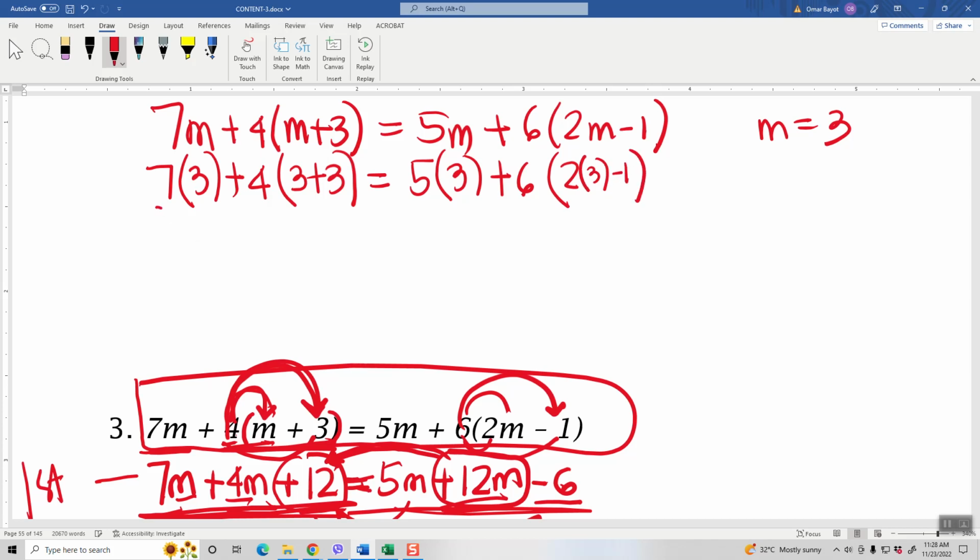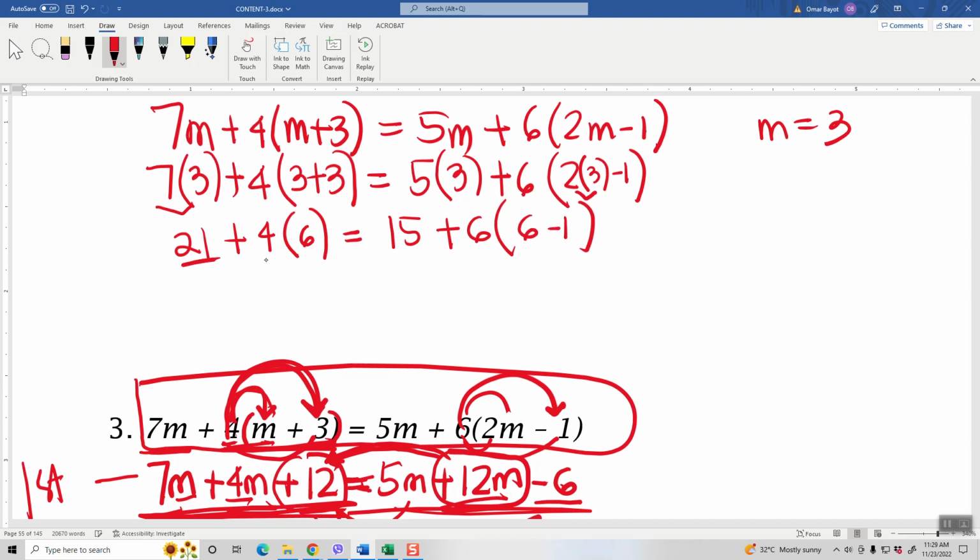Okay, you will have 7 times 3 is 21. You will have 4 times 6. On the other side, we have 15 plus 6 times 6 minus 1. So you will have 21 plus 24, you will have 45. Here, 15, this is 6 times 5 is 30, so 15 plus 30 is 45. It means to say your m equals 3 is correct.